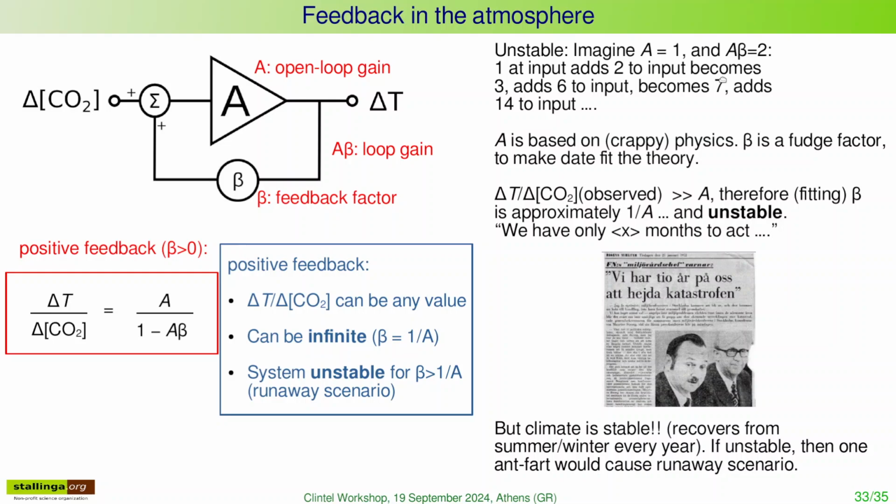And the other thing is, of course, if you have such type of feedback, in signal analysis, if you have this system where A beta is 1, or actually bigger than 1 is also possible, then you will get a so-called runaway system, namely that, for instance, 1 ppm will cause 1 degree. This 1 degree will cause 2 ppm. The 2 ppm causes 2 degrees, and then 4 degrees, and 8 degrees, and 16 degrees. You have a runaway situation, and that is why all the alarmists talk about an unstable system, and we have only so many years to act before the planet is irreversibly destroyed.